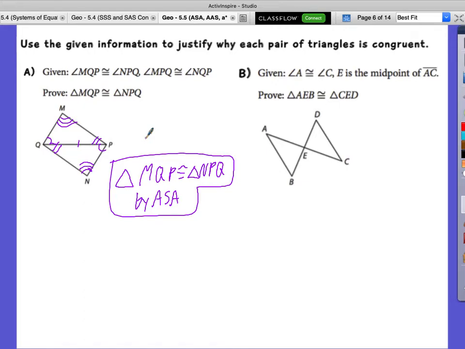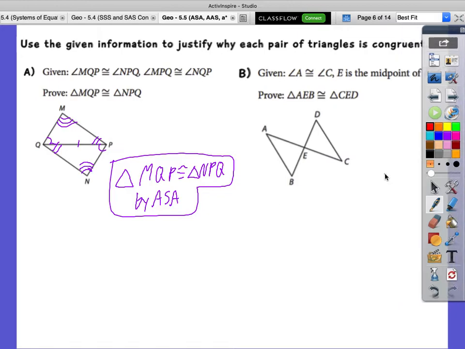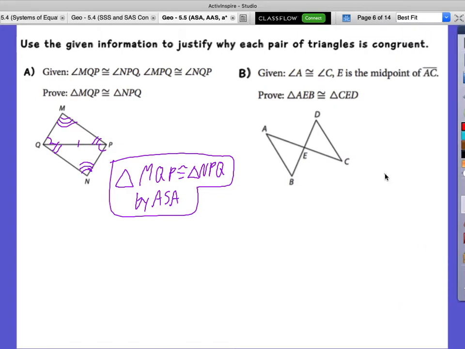Let's look at letter B. What's one thing we can mark? A and C, we're given that. What's another thing we can mark?